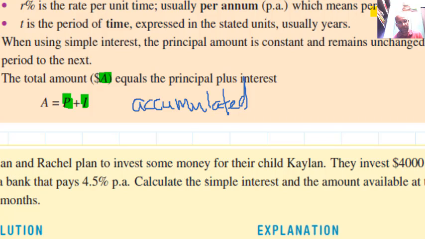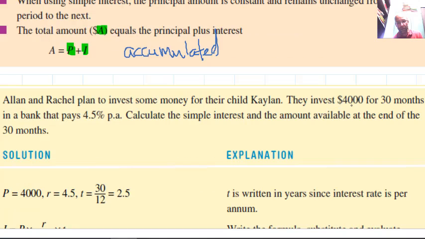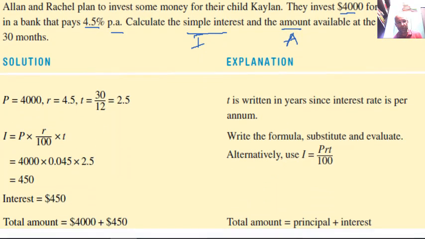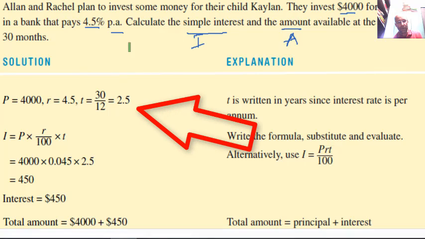Let's have a look at this example. Alan and Rachel plan to invest some money for their child Kaylin. They invest $4,000, 30 months, in a bank at 4.5% per annum. Calculate the simple interest and the amount. So that's calculate I, and that's calculate A at the end of the 30 months. First thing you should always do is write down the information you're given. If you look at the question, we're given those things.